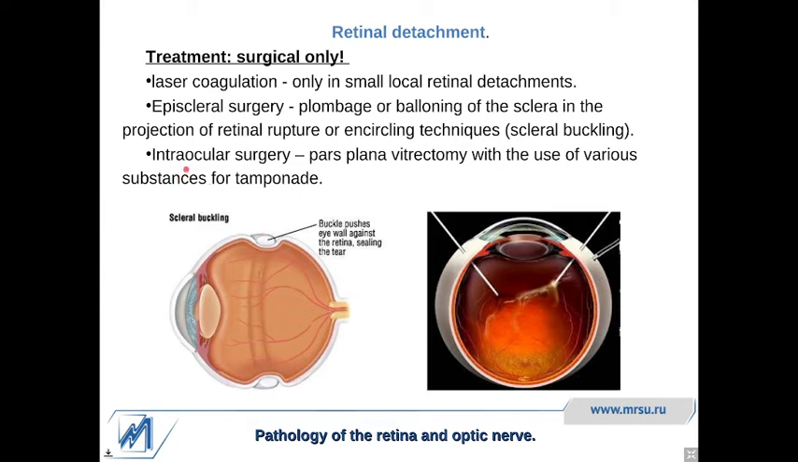And the second and most common today surgery is intraocular surgery. It is pars plana vitrectomy with use of various substances of tamponade, mostly silicone tamponade. Rarely we can use also air tamponade with sterile air or gas.